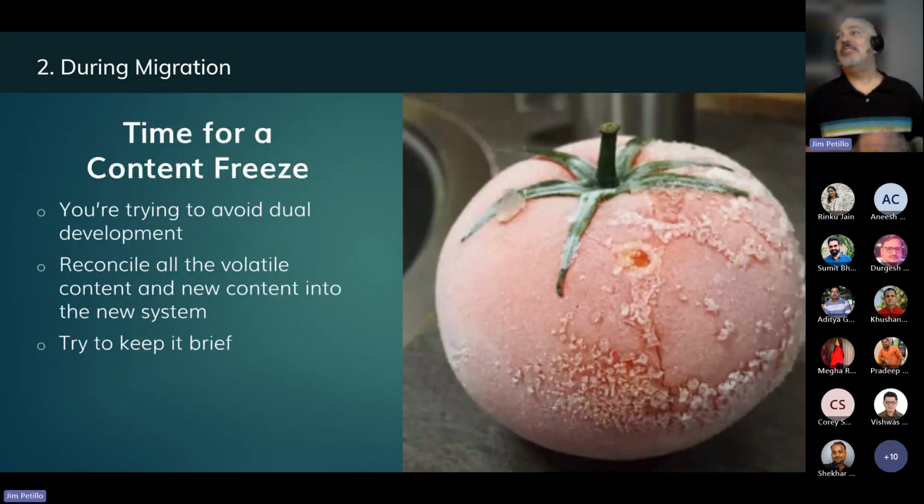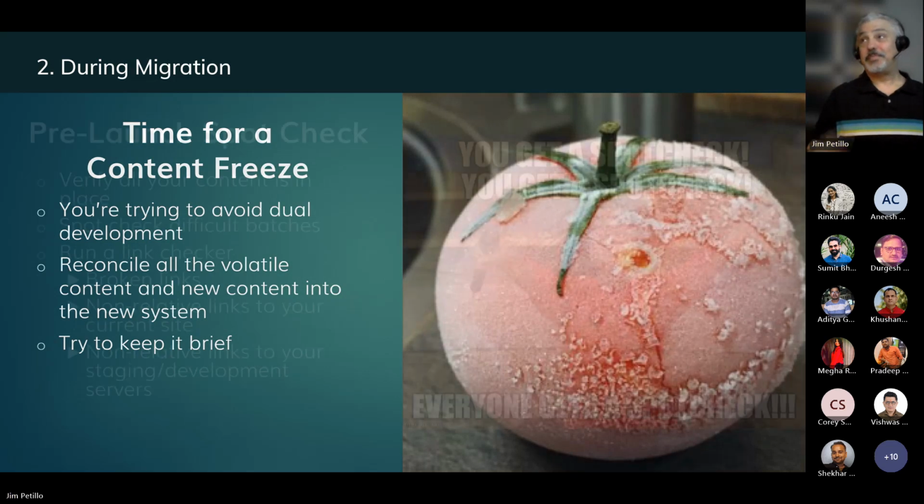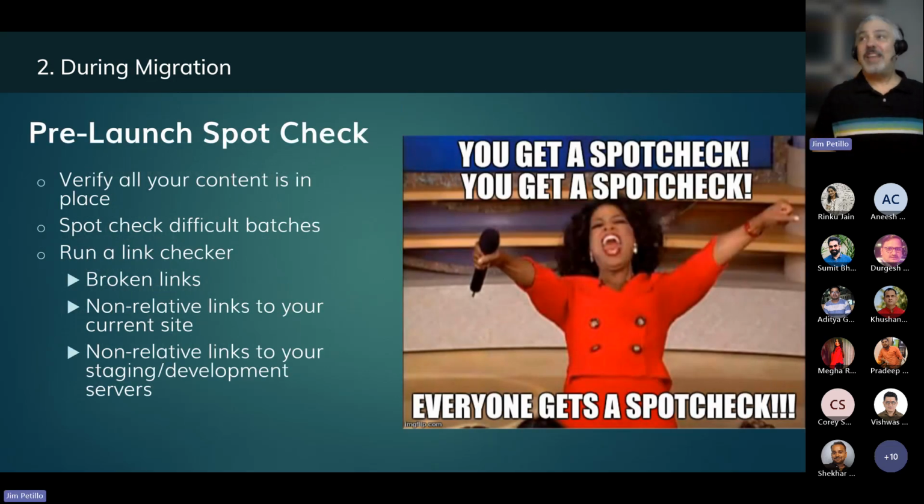So try and have as much of the regular content done before the freeze hits. This is going to allow you to focus on the new and updated items you put to the side to avoid maintaining content in two places, and try and keep the freeze as brief as possible. So do a last minute spot check on any problematic batches of content, or a quick visual scan of the site to verify everything's in place.